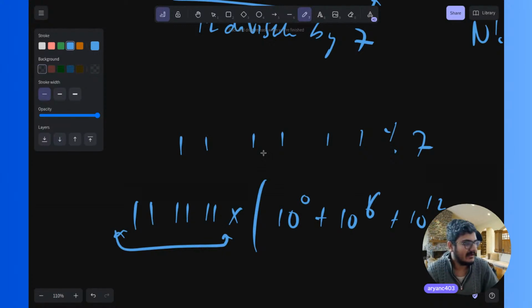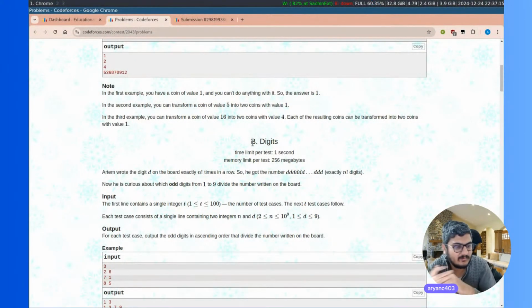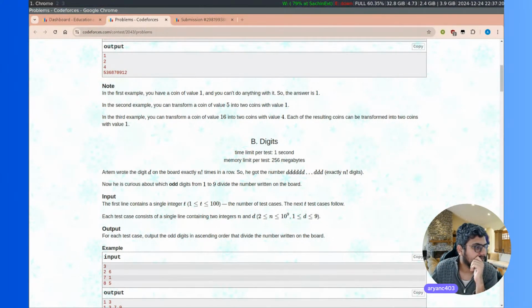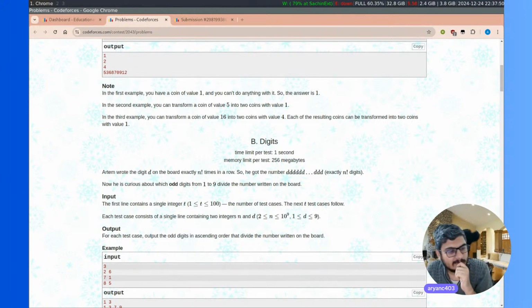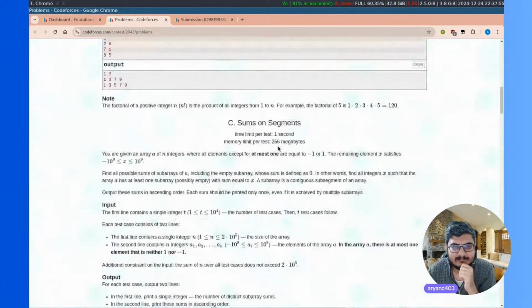Rating changes will probably appear in the next 12 to 24 hours. I think if we are good with problem B, I will move to problem C. Any questions, anyone? Okay, I will move to problem C. Thanks, everyone.